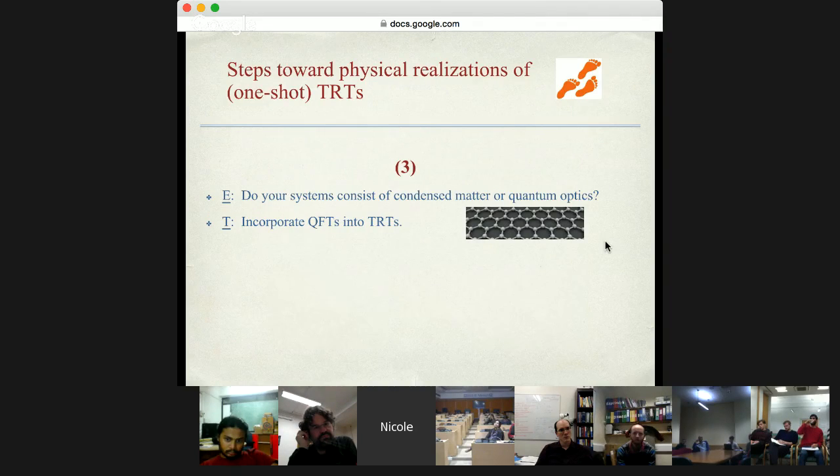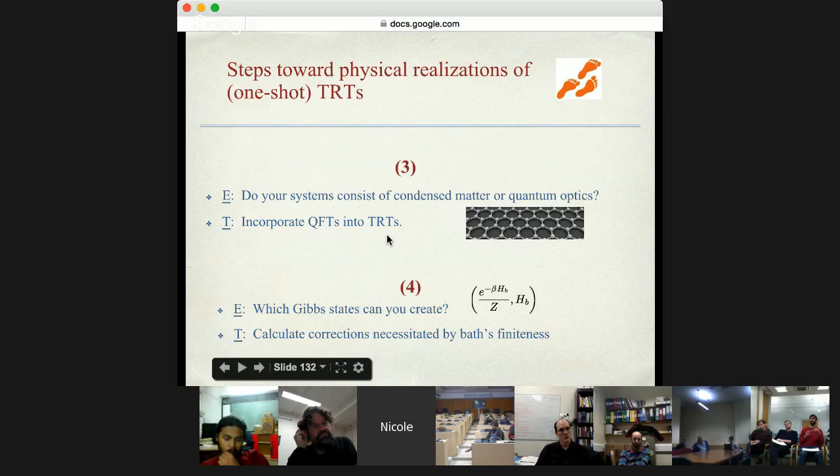Some promising platforms for physically realizing thermodynamic resource theories consist of condensed matter or quantum optics. The natural language for these systems is that of quantum field theory. Quantum field theory has not really been incorporated into thermodynamic resource theories. A few initial steps have been made, but number one, this could be a fun theory challenge. And number two, it could be quite useful for the modeling of real physical systems with thermodynamic resource theories.